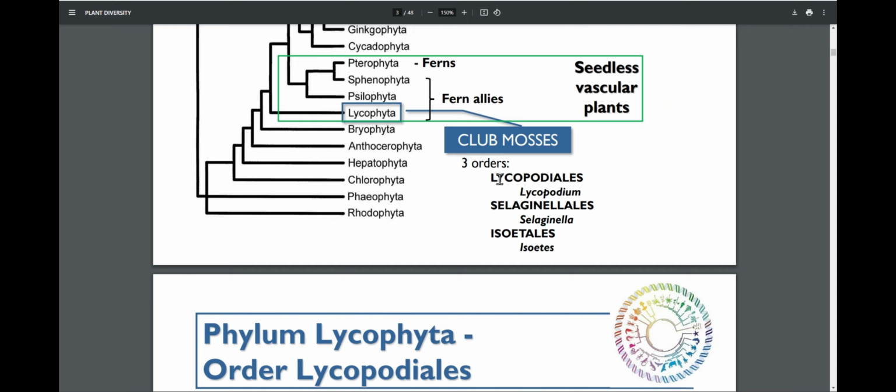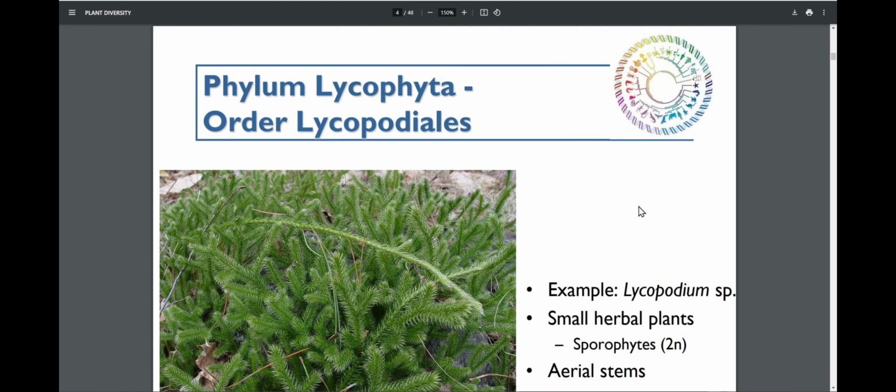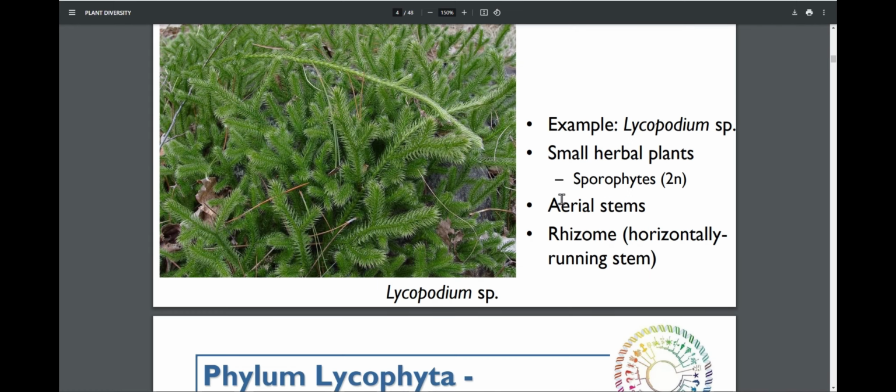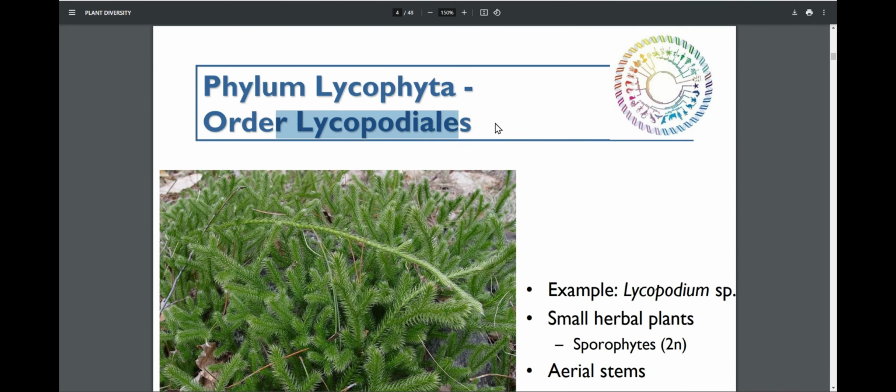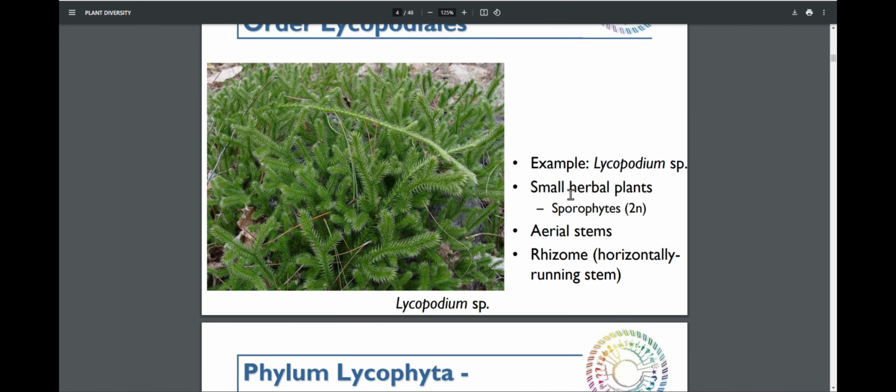There are three orders. We have the Lycopodiales, Selaginellales, and Isoetales. I'm going to butcher all these names. These are the three orders, and the first one is the Lycopodiales. Remember from last video, all of these are sporophytes that are diploid.